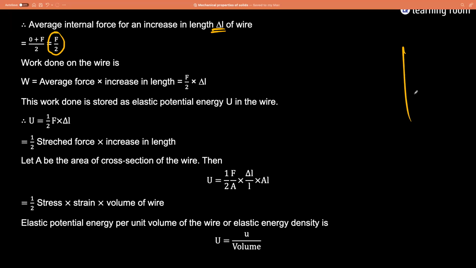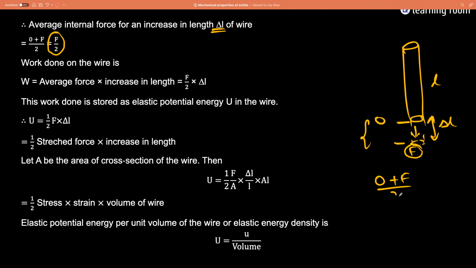The wire is initially here. You applied a force. The length is increasing by delta L, and this is L. When the wire was here, what was the force that you applied? 0. When the length increased, you applied a constant force of F. So what is the average force that you applied? 0 plus F divided by 2, which is F by 2.